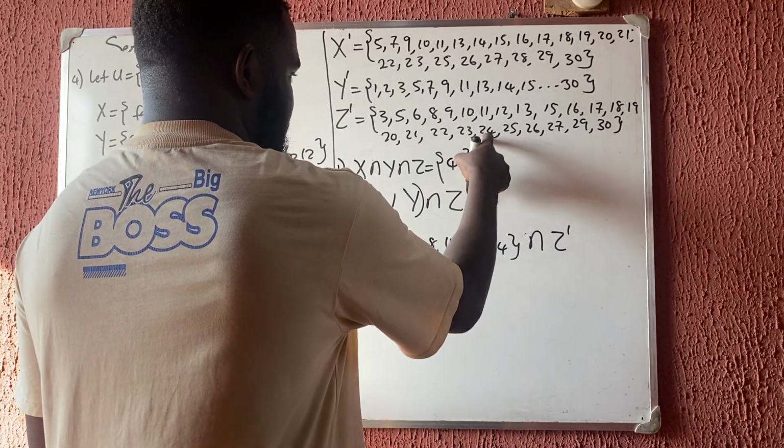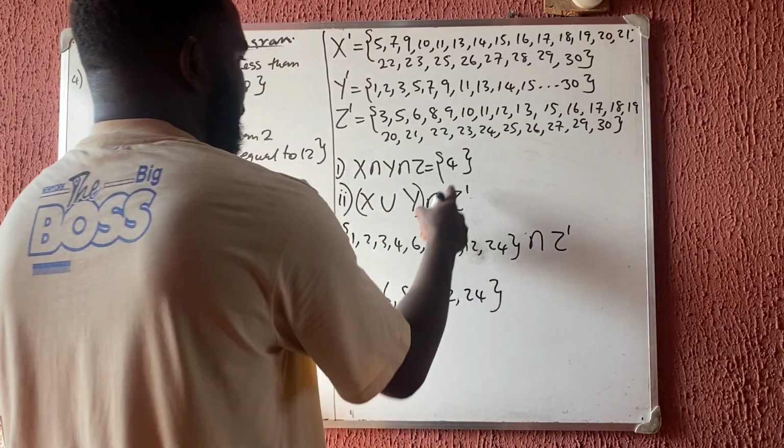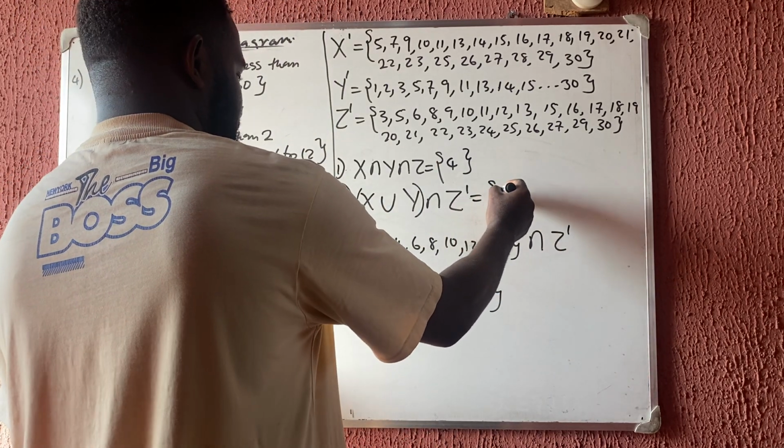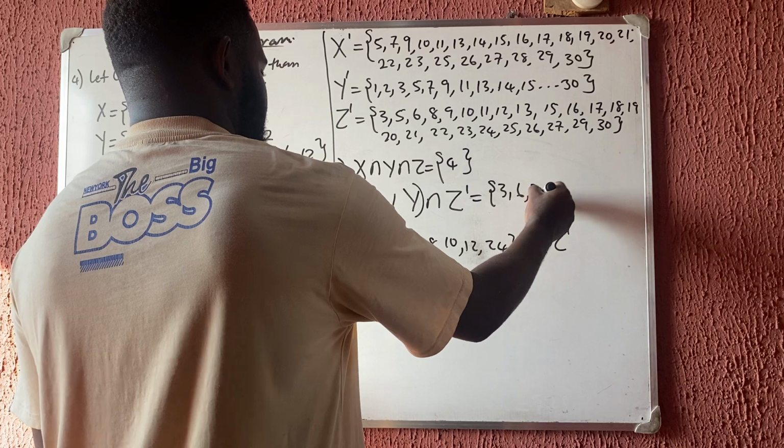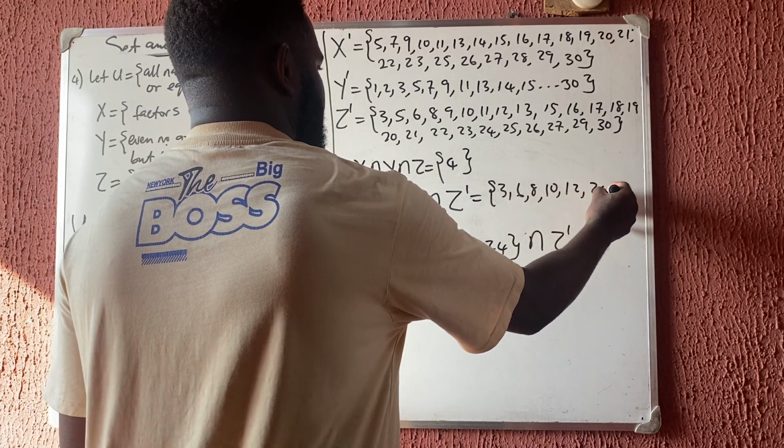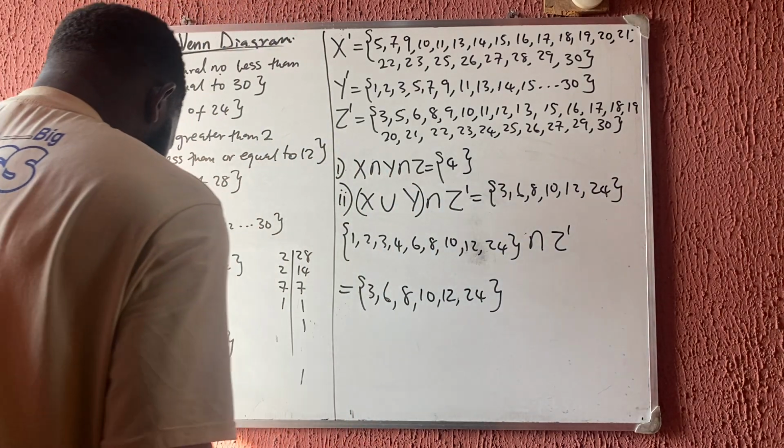24 is here, 24 is here. 24. So this is the answer to this question. So the answer to this question is 3, 6, 8, 10, 12, and 24. Right. So we'll move to the next question.